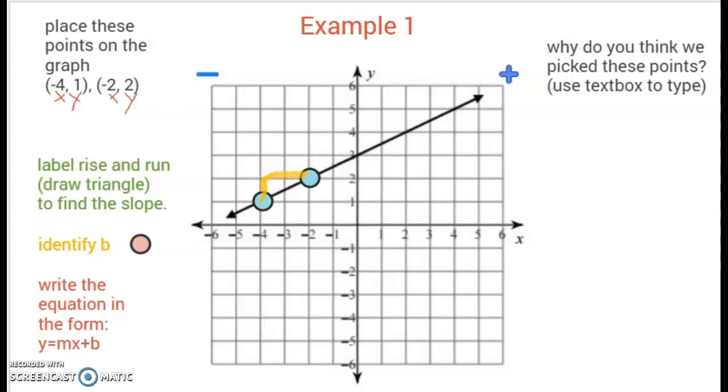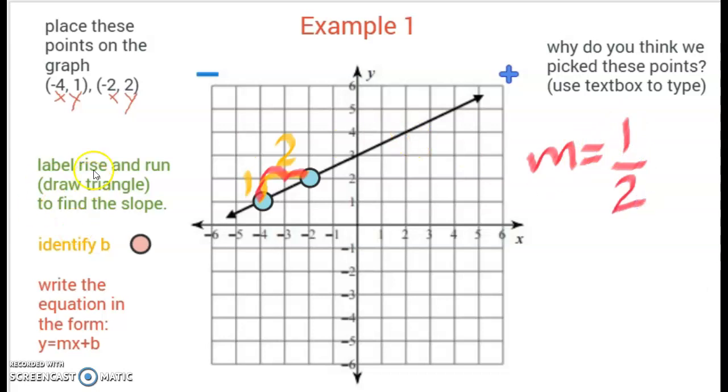Okay, let's count them. So 1 was my rise. My run was 2. Guys, if you're having a hard time counting those, do your arches. It does help. 1 arch, 2 arches. So I know my M is equal to rise was 1, run was 2.